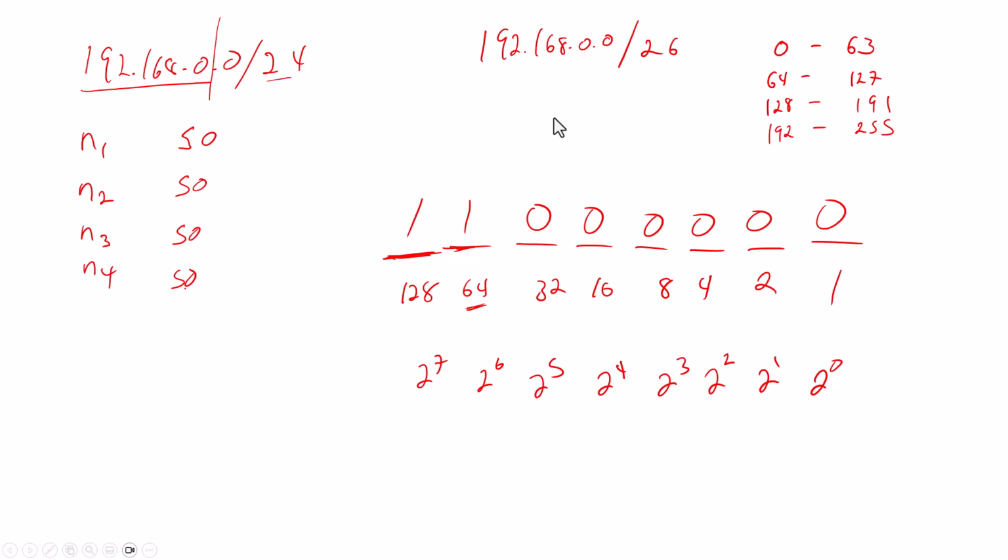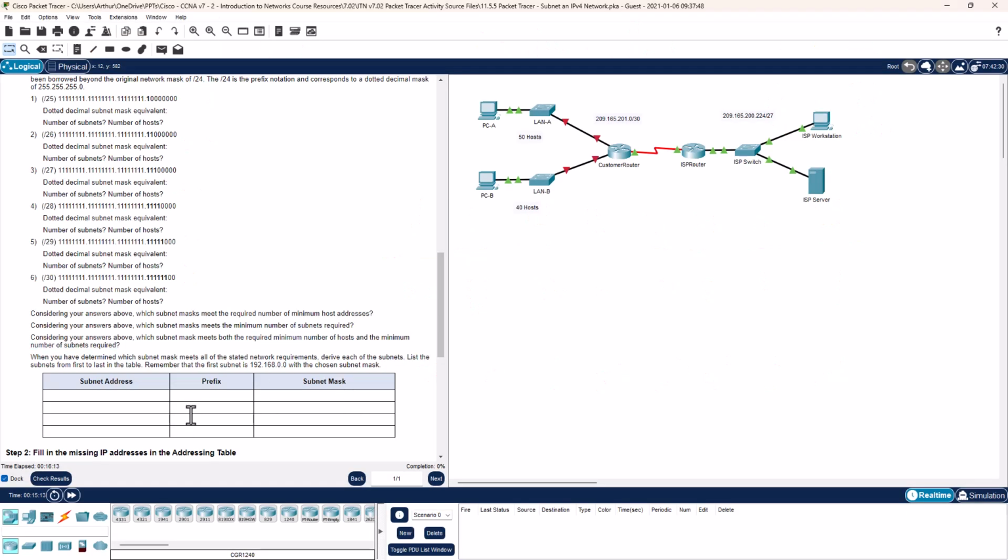192.168.0.0. That's the first network, 192.168.0.64, the second network, 192.168.0.128, the third, and then the last one is 192.168.0.192. So that takes care of our chart. All of them are /26s.